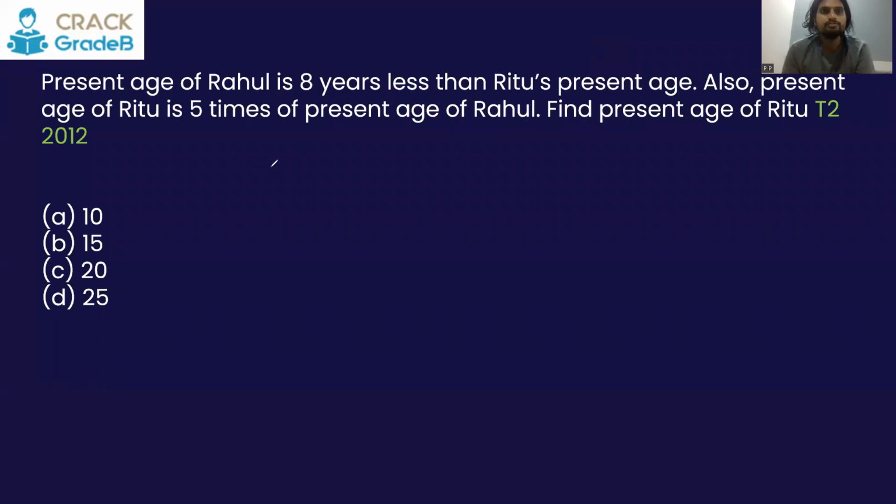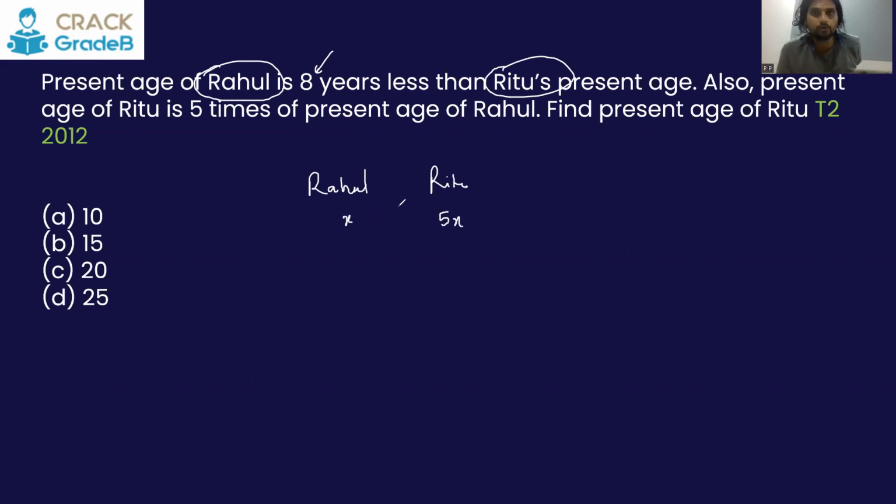Present age of Rahul is 8 years less than Ritu's present age. That means the difference between Ritu and Rahul's ages is 8. Also, present age of Ritu is 5 times present age of Rahul. So if Rahul is X, Ritu will be 5X. The difference, 5X minus X, which is 4X, is 8, because Rahul is 8 years less than Ritu. So X will be equal to 2.